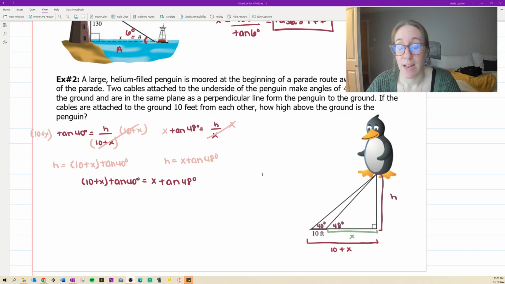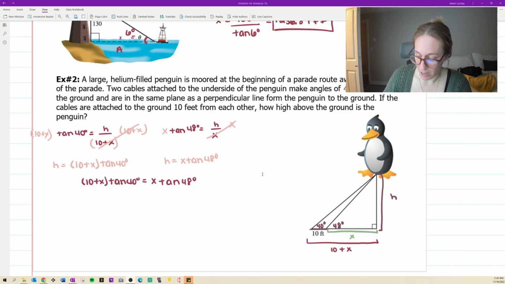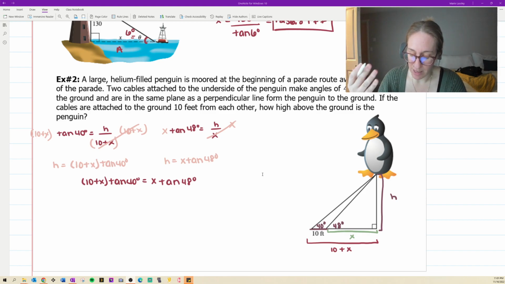All right, so now the game plan is to solve this. I need to get everything that has an x on one side of the equation and everything without an x on the other side of the equation.